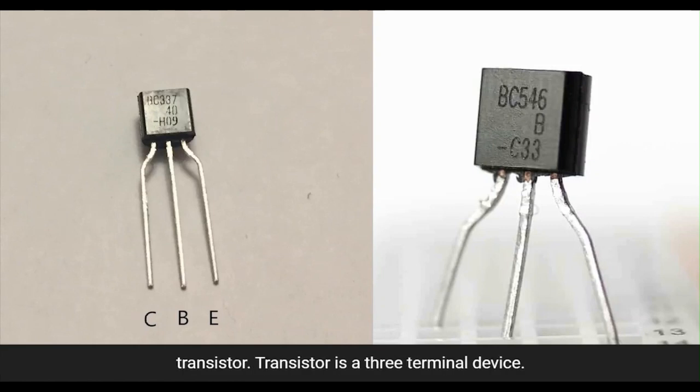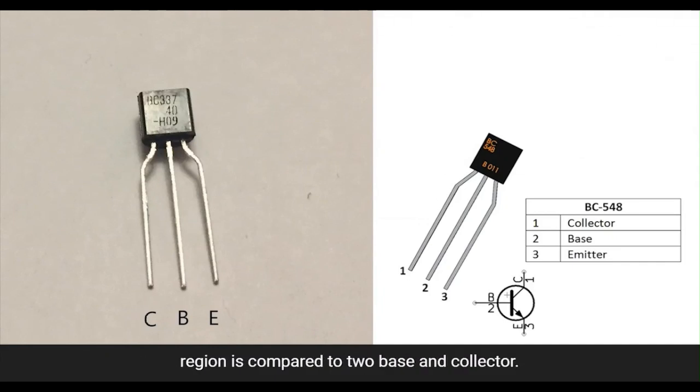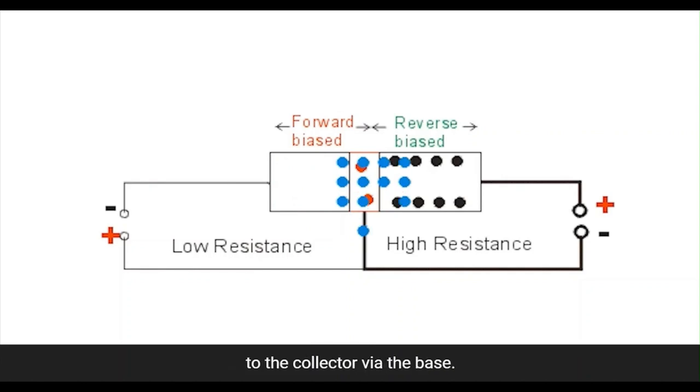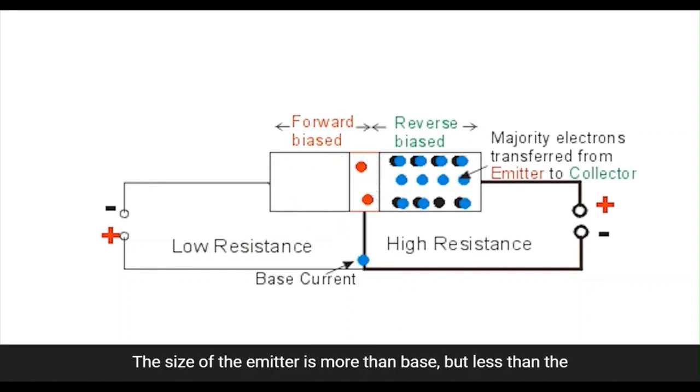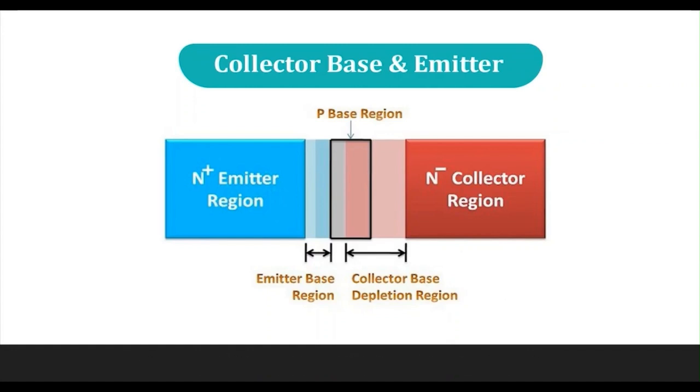A transistor is a three-terminal device: collector, base, and emitter. The emitter terminal is a heavily doped region as compared to the base and collector. This is because the work of the emitter is to supply carriers to the collector via the base. The size of the emitter is more than the base but less than the collector. The size of the base region is extremely small. It is less than the emitter as well as the collector.